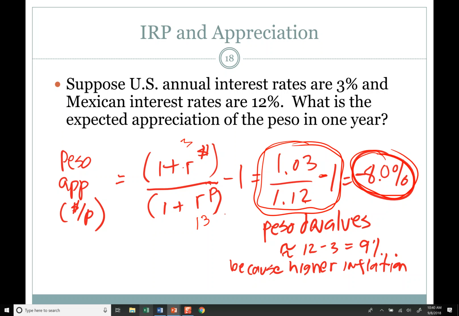Remember I said you can just take the difference between 12 and 3, that'll be a good guess of what happened to the currency? Oh, it must be a 9% devaluation of the peso since they have 9% less inflation. That's not a bad guess, but it's actually going to be 8. 9 is a first approximation. The actual percent change in price of the goods in Mexico after this change is going to be 8%, not 9. That's all. So it's just a little shortcut to get the exact expected appreciation based on interest rates or inflation rates.